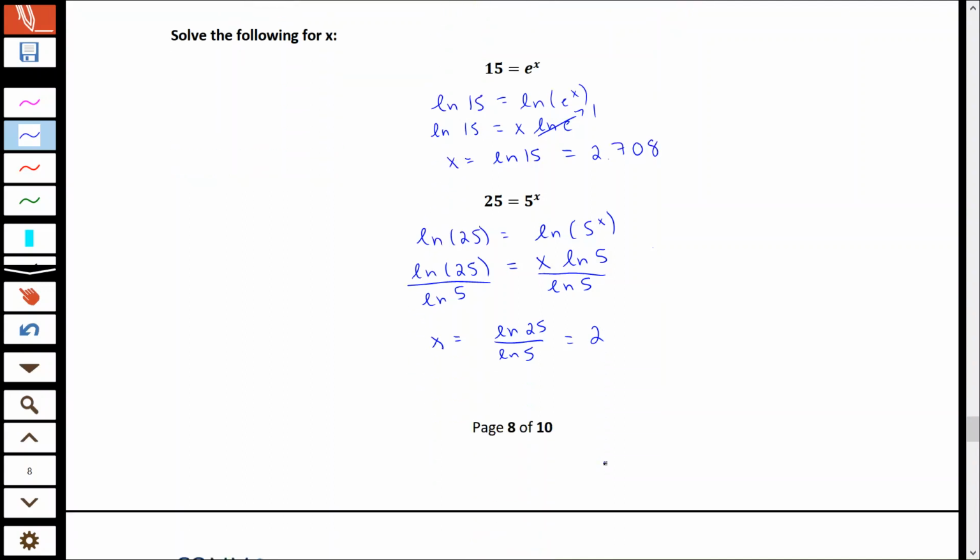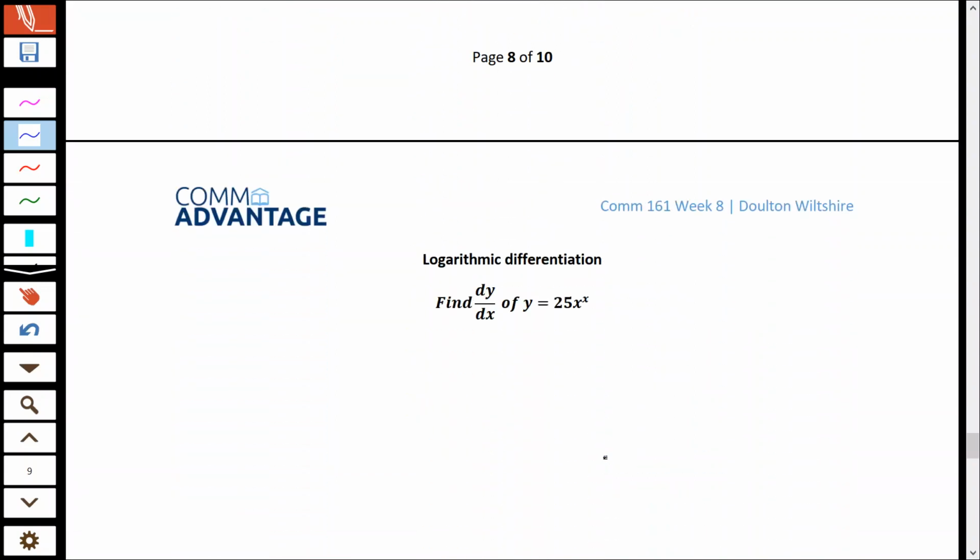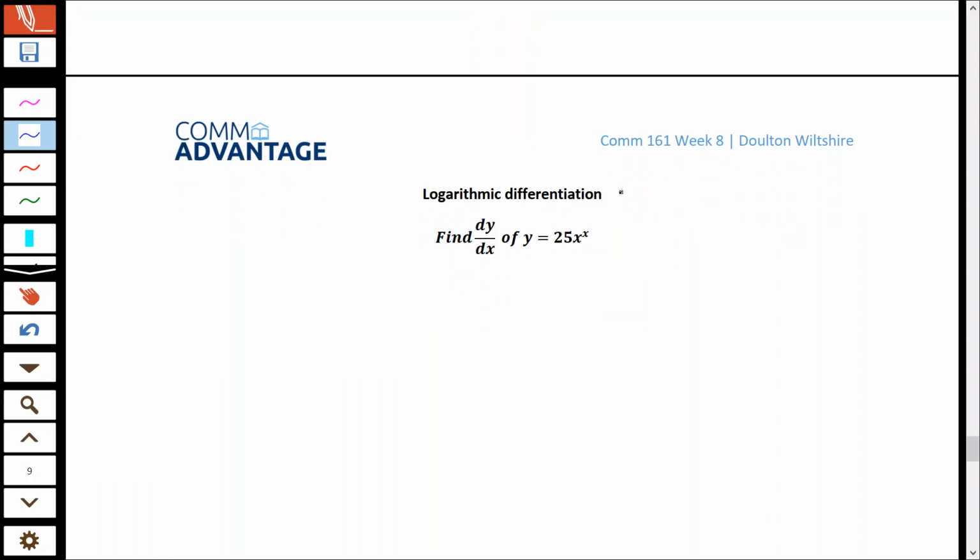And we use this to help us tackle tricky derivatives in something called logarithmic differentiation. So here it asks me to find dy dx of y equal to 25x to the x. The thing about logarithmic differentiation is that you must use it whenever you have an x in the base and in the exponent. We have no derivative rules to tackle an x in the base and an x in the exponent. This is totally on us. We've got to figure it out.